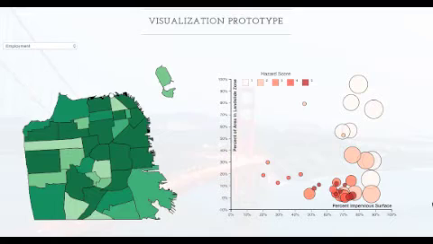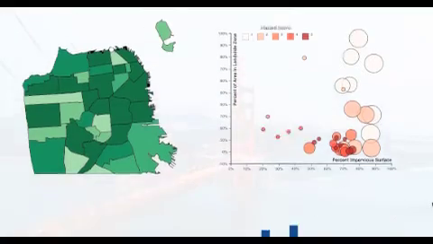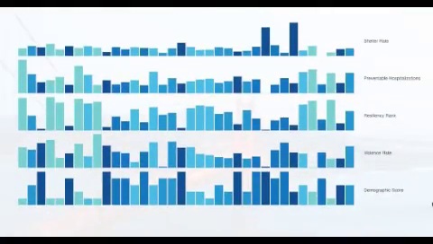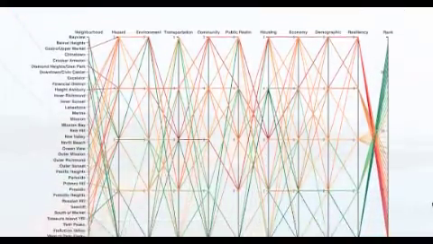Here is my visualization prototype. As you can see, I have implemented the map chart, bubble chart, small multiples bar chart, and I've also added a parallel coordinates chart.